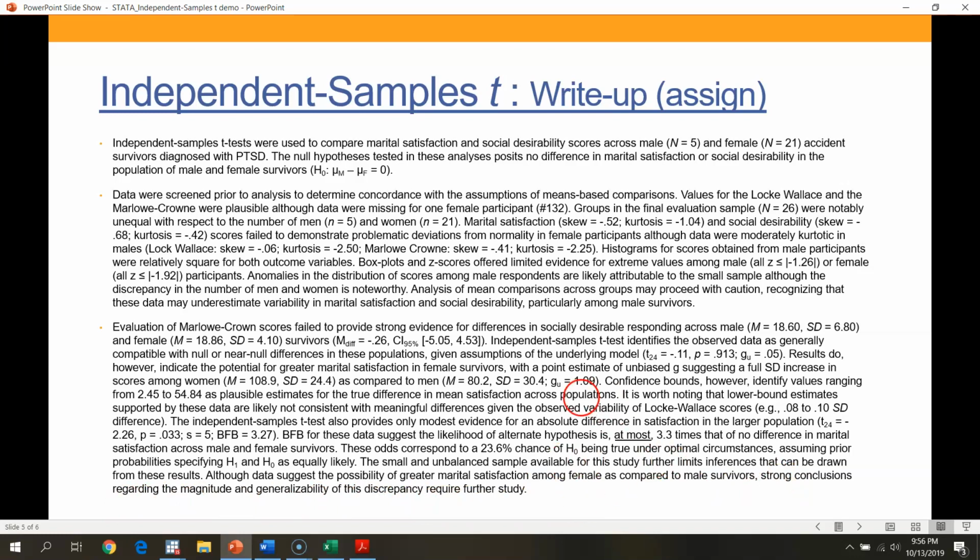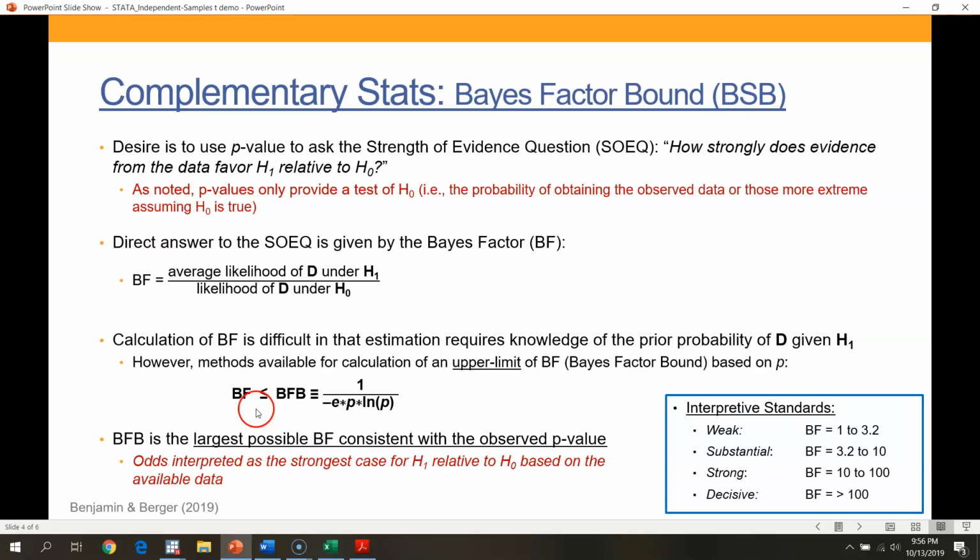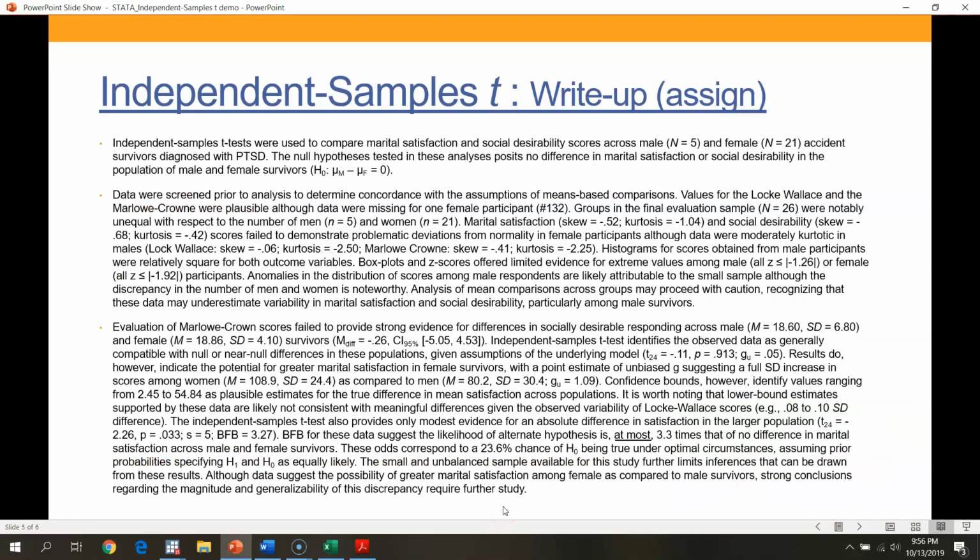So again, that Bayes factor bound was 3.3. So this is saying at most it's just tipping into sort of outside of weak stuff. So at this level, we're still pretty marginal on what we found.